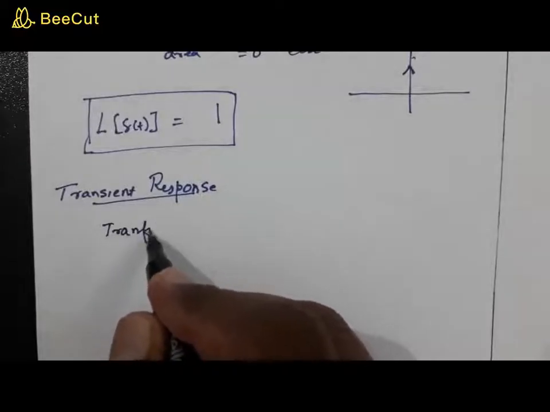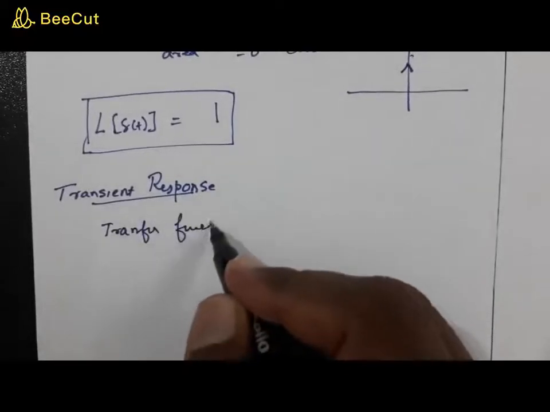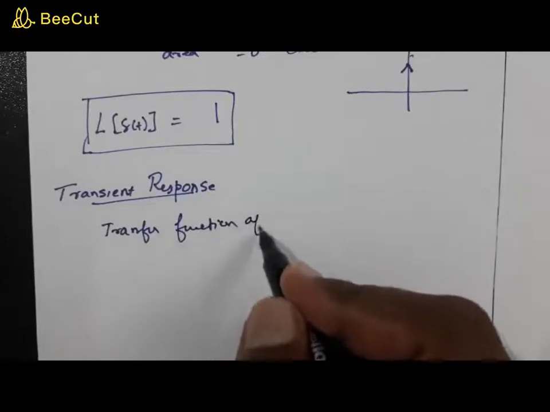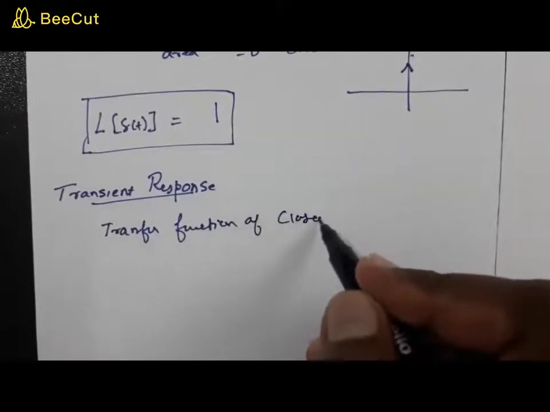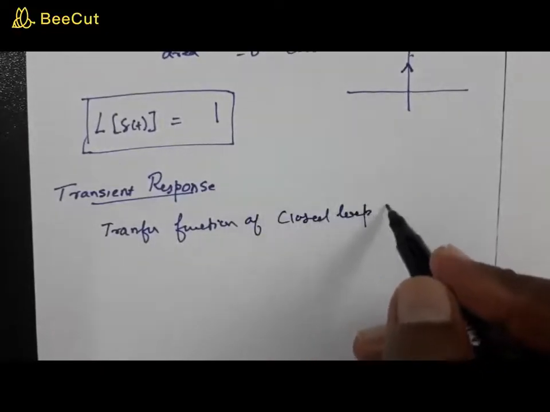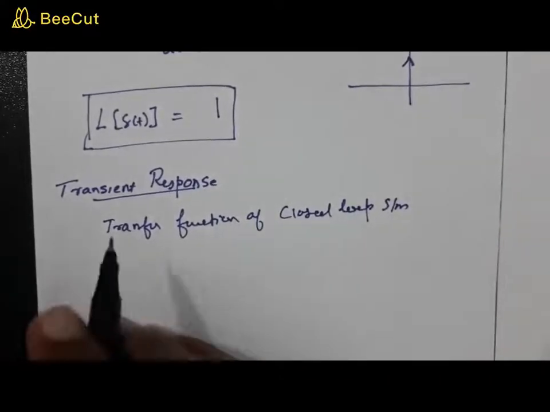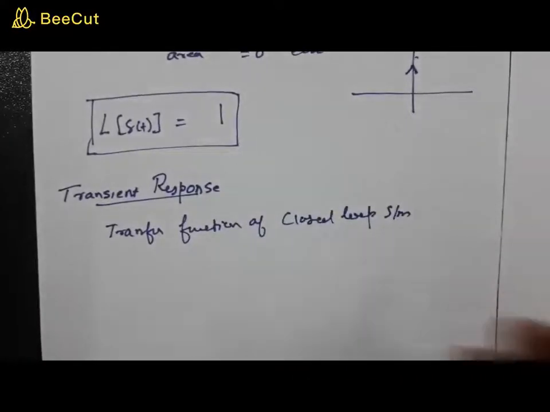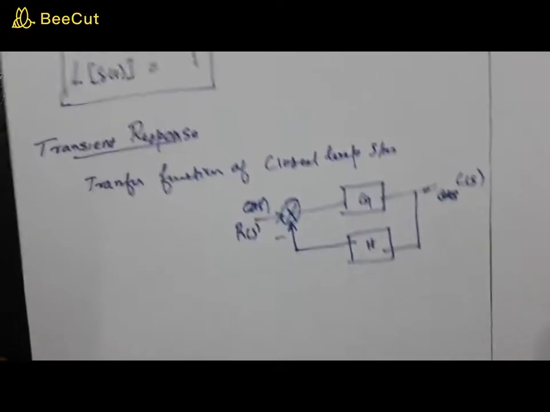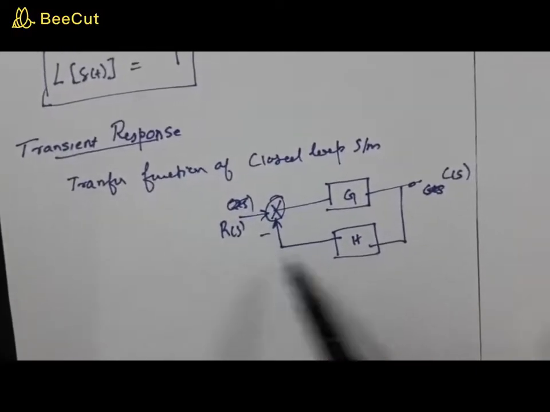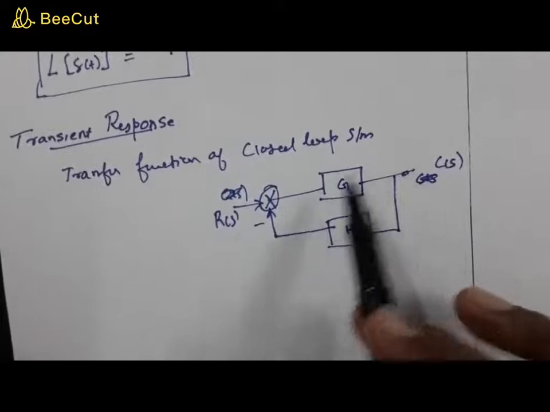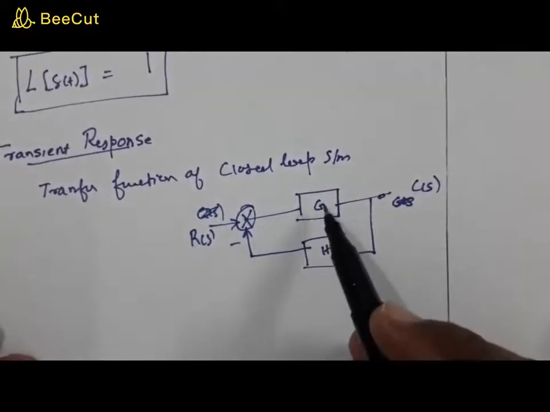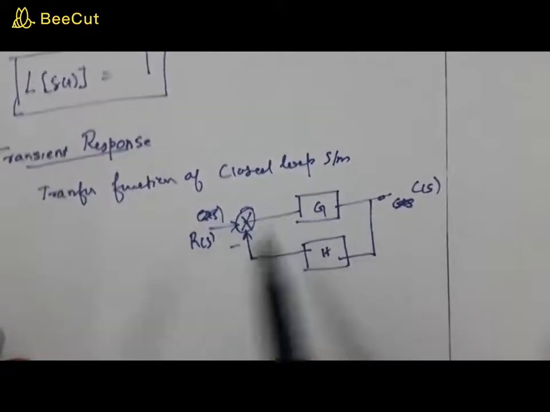Now we'll be dealing with some of the important information regarding the transient response from the transfer function of a closed loop system. For that, consider a general closed loop system as shown in the figure. Consider this block diagram, which is the canonical form of a closed loop system with a G and H and a summing point.